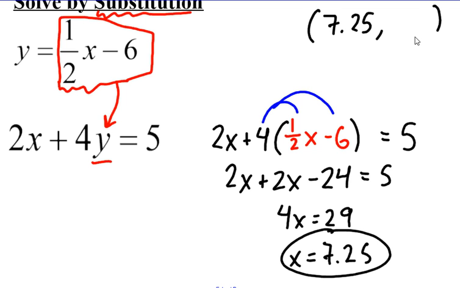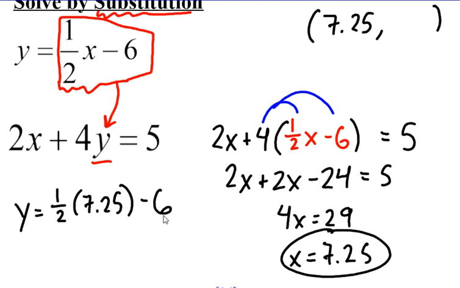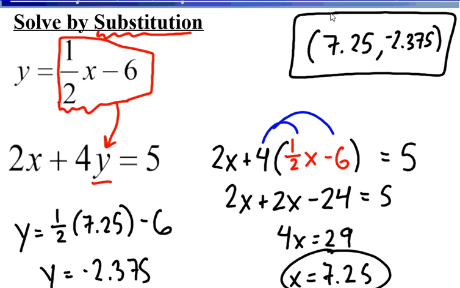Now how do I get the y coordinate? I get the y coordinate by taking the x value, and I can either plug it into the first equation or the second equation and solve for y. I think the first one might be easier because y is already solved for. So I get y is equal to 1/2 times 7.25 minus 6. Here's where you would probably appreciate having a calculator. Otherwise, it might be a little tough to do 1/2 times 7.25 in your head. So 0.5 times 7.25 is going to give us 3.625, minus 6. I get a y coordinate of negative 2.375. And that is where those two lines should cross.